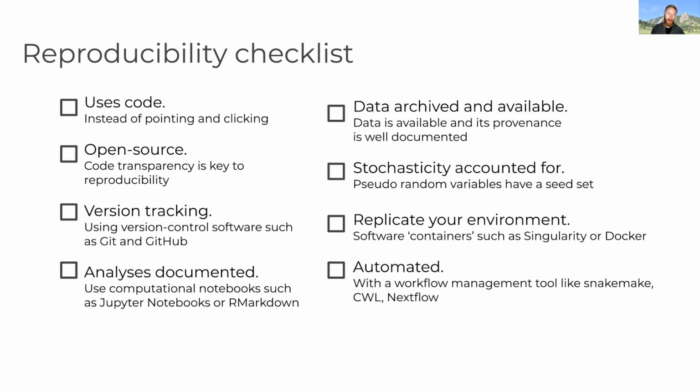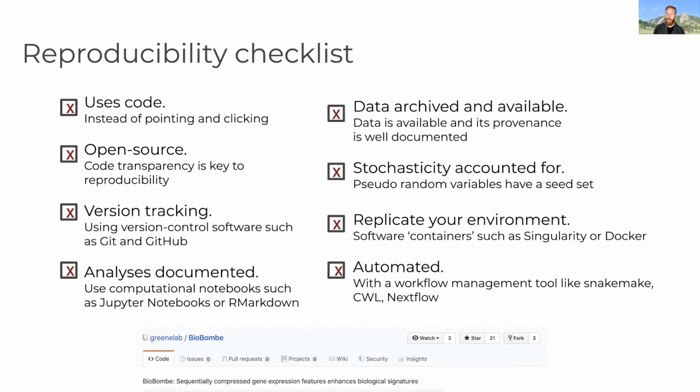So the really cool thing about this paper called BioBombe from the Casey Green Lab is that it does all of these things. So this is a great gold standard to look at and study if you're looking to make reproducible scholarship yourself.